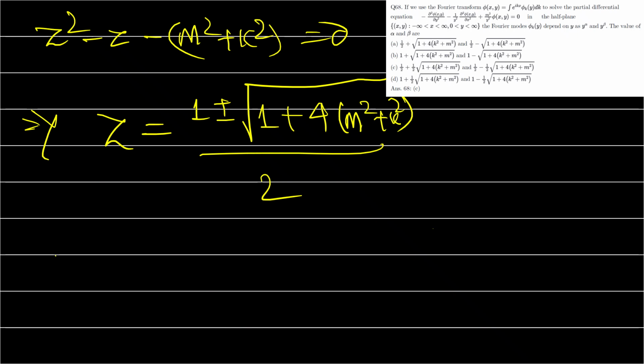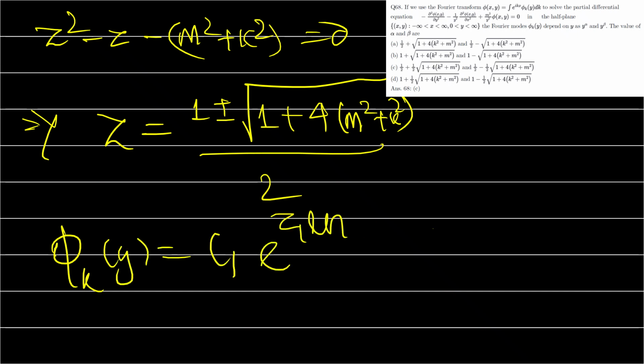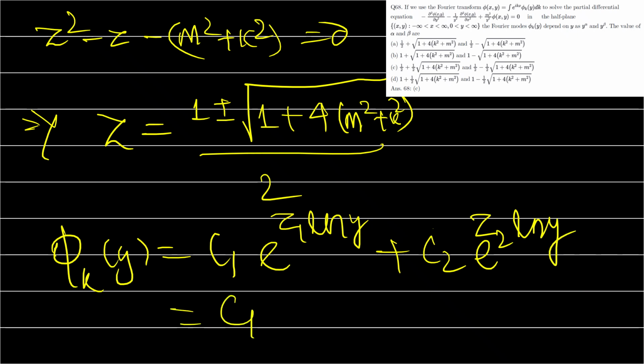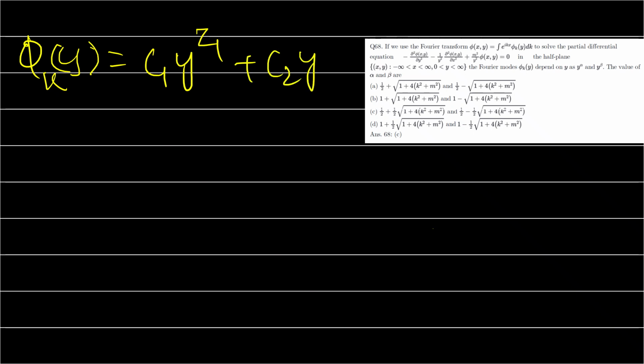Now phi k of y is equal to c1 e to the power z1 ln x, or ln y here, sorry, the dependent variable is y, so ln y, plus c2 e to the power z2 ln y. This is c1 e to the power ln y to the power z1 plus c2 e to the power ln y to the power z2. So phi k of y becomes c1 e to the power ln y means y, so y to the power z1 plus c2 y to the power z2.